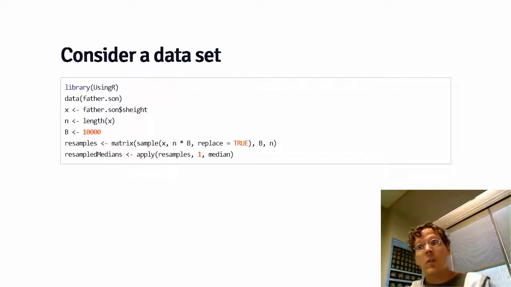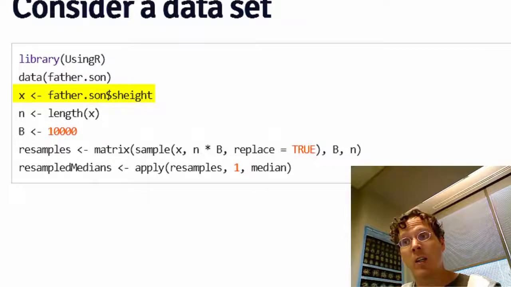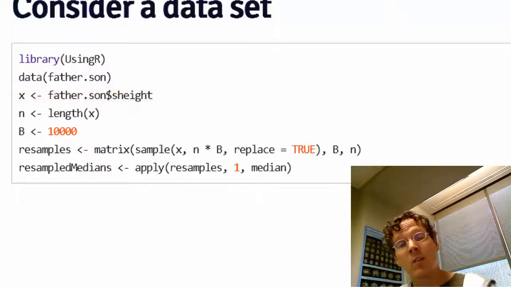So let's consider the library using R, and then the father.son data. Just to make my life a little bit easier, I'm going to define X here as the son's height, just so I don't have to keep referring to the data frame. Let's let N be the number of observations, and then I'm going to do 10,000 bootstrap resamples.